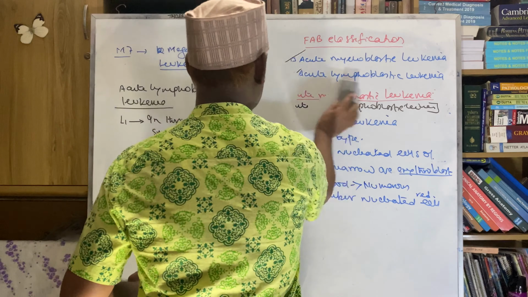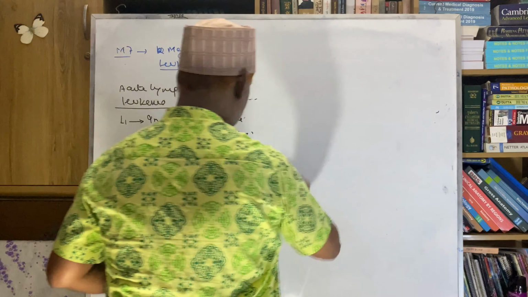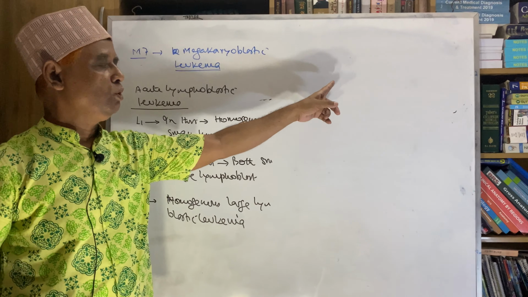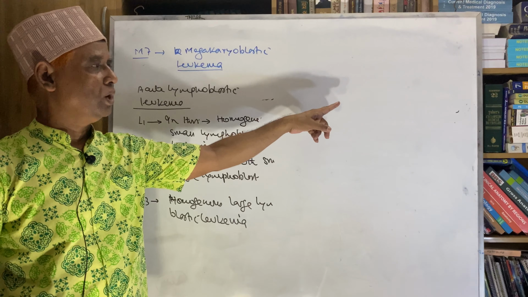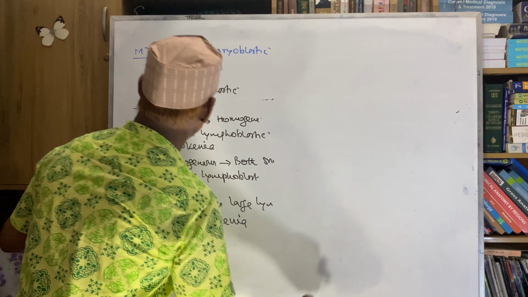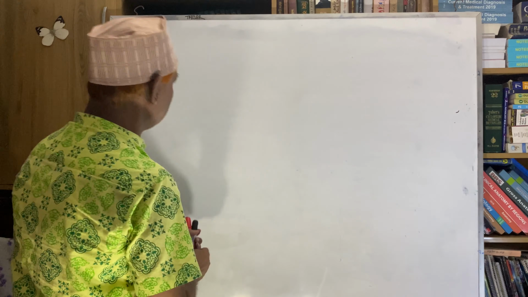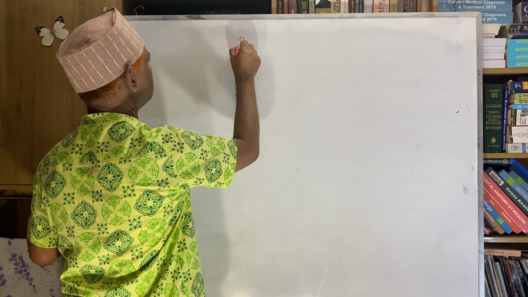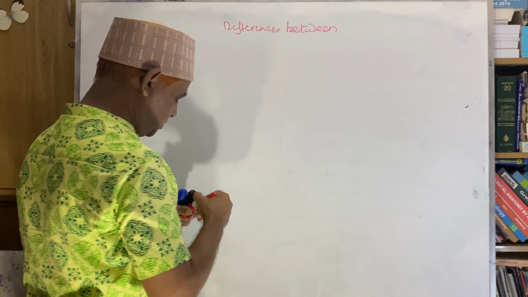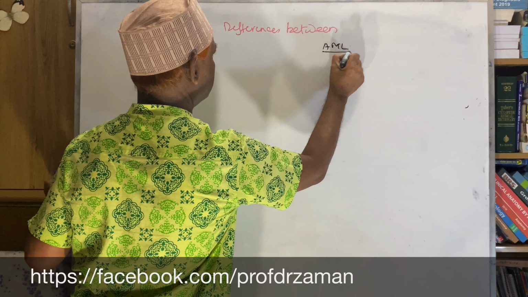Now come to what are the differences between acute myeloblastic leukemia and acute lymphoblastic leukemia. I have told you here in FAB classification, acute myeloblastic leukemia, and we can say it acute non-lymphoblastic leukemia. Another is acute lymphoblastic leukemia. So how can we differentiate between acute myeloblastic leukemia and acute lymphoblastic leukemia? Now come to differences between acute lymphoblastic leukemia and acute myeloblastic leukemia.